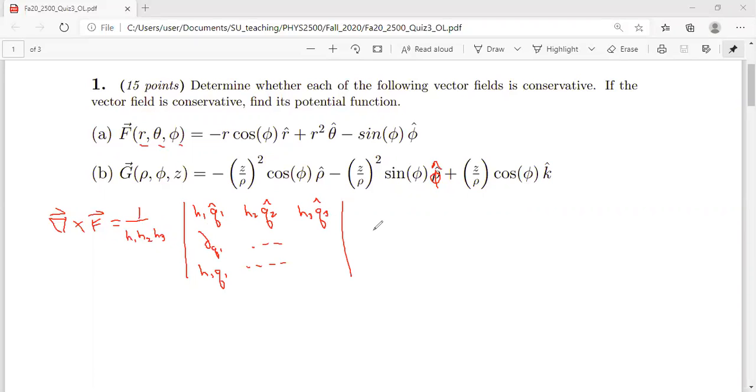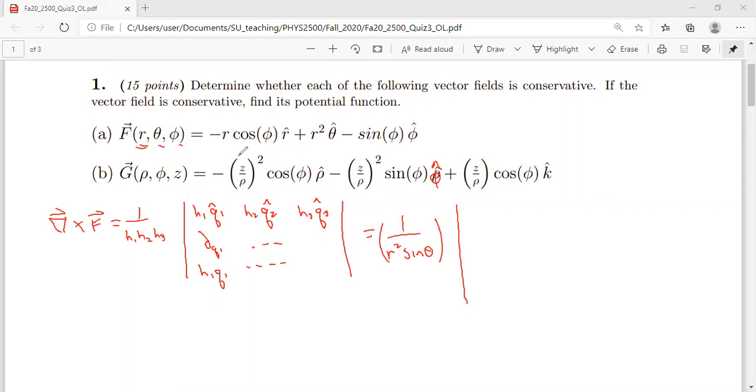Okay. So for spherical polar, we have a scale factor. R is already in units of length. For theta, we have r. R theta is a unit of length that's appropriate. And for the phi coordinate, we project down into the xy plane. So that's r sine theta. So overall, the product of those is r squared, r times r sine.